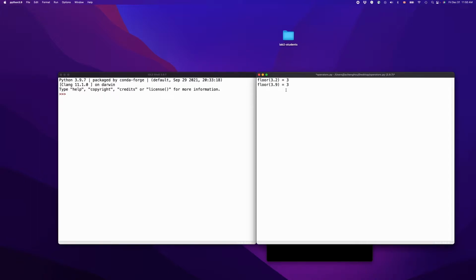But it's not that case. Let's try a negative decimal. The floor of negative 3.5. For this one, it should be -4 rather than -3, because the floor of a real number is the largest integer that is smaller than or equal to the real number. So be careful with negative numbers.